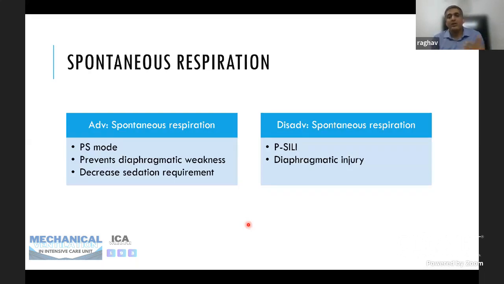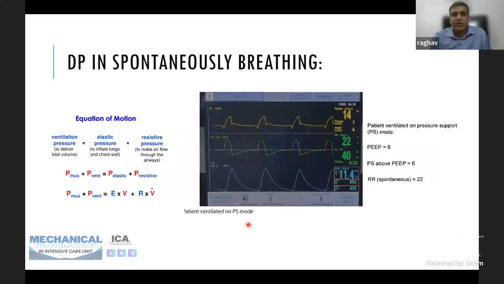So, how to find the sweet spot, and how to find whether a patient who is breathing spontaneously is not damaging his lung and diaphragm. One obvious sign is if the patient is taking very deep breaths and is very tachypneic, he is causing P-SILI and diaphragmatic injury, and he is not yet fit for spontaneous respiration, and you have to control the ventilation. However, in some patients it is not so obvious.